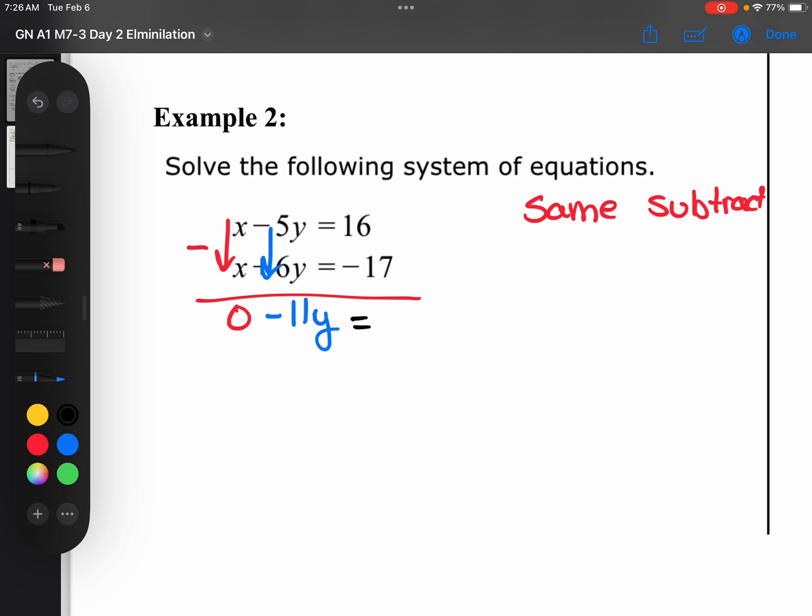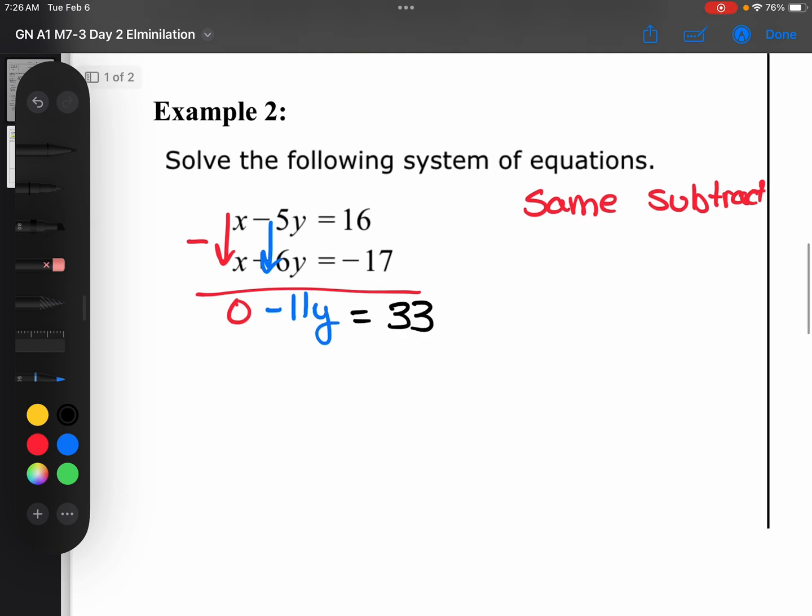And then we've got 16 minus negative 17. So that's really going to be plus 17. So 16 minus negative 17. I'm checking this in the calculator. It's actually going to be 33. And then from there, you just solve for y. So divide both sides by negative 11. And this is going to give you an answer of y is equal to negative 3, okay?